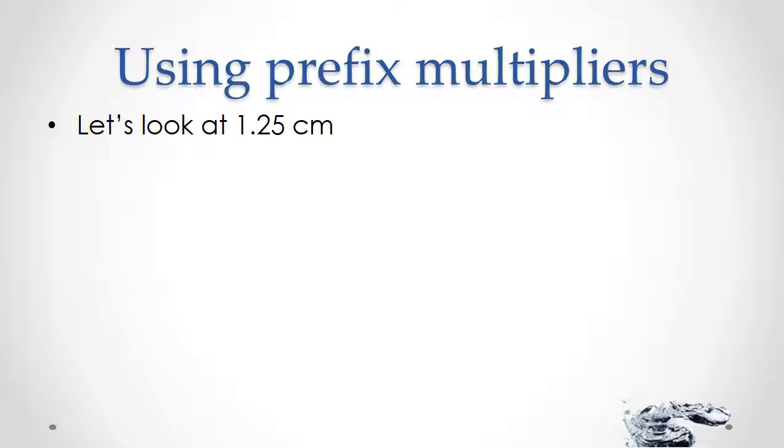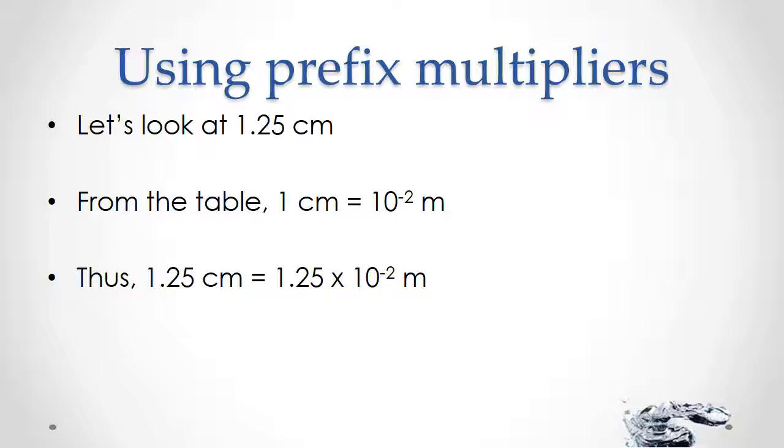But just so that we have a good understanding of using a prefix multiplier, let's look at 1.25 centimeters. If we look at the previous table, we can see that 1 centimeter equals 10 to the negative 2 meters, which means that 1.25 centimeters is going to be equal to 1.25 times 10 to the negative 2 meters, or 0.0125 meters. You're going to need to get very comfortable with using the prefix multipliers in the conversions that we do, and you have to memorize these before the first exam.